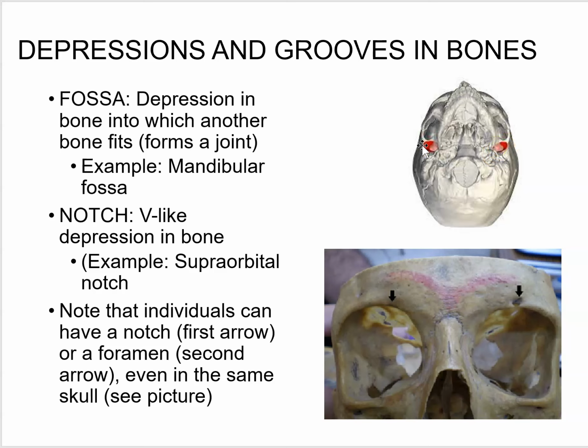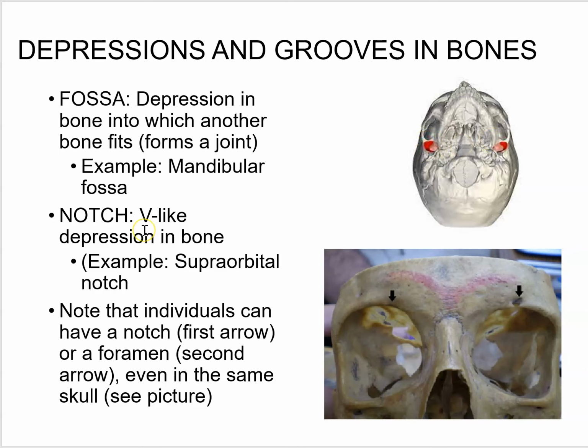It's a little well, and we might put another bone there. And so those two bones hook together, and usually there are ligaments that will connect them, and they have formed a joint. So this is called the mandibular fossa, the depression where the mandible fits in to the temporal bone.